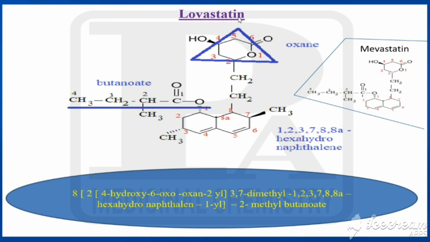So what are the examples for HMG-CoA reductase inhibitors? All the statins come under that. They are otherwise called statins. What are they? Lovastatin, simvastatin, mevastatin, pravastatin, fluvastatin, atorvastatin, serivastatin, pitavastatin, and rosuvastatin. Once again, I am repeating: lovastatin, simvastatin, mevastatin, pravastatin, fluvastatin, atorvastatin, serivastatin, pitavastatin, and rosuvastatin.